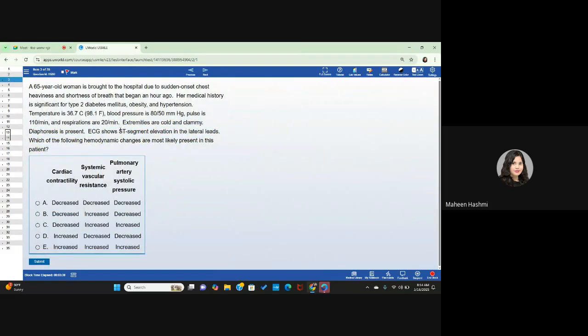All right, next question. The temperature is 98.1. The patient is really hypotensive. Pulse is erratic. Respiration is okayish. Extremities are cold and clammy. Diaphoresis is present. ECG shows STEMI in the lateral leads. Which of the following hemodynamic changes are most likely present in the patient? So there is a 65-year-old woman. She comes to the hospital because of sudden onset chest heaviness and SOB that began an hour ago. Her medical history is diabetes, obesity, and hypertension. What's going on?